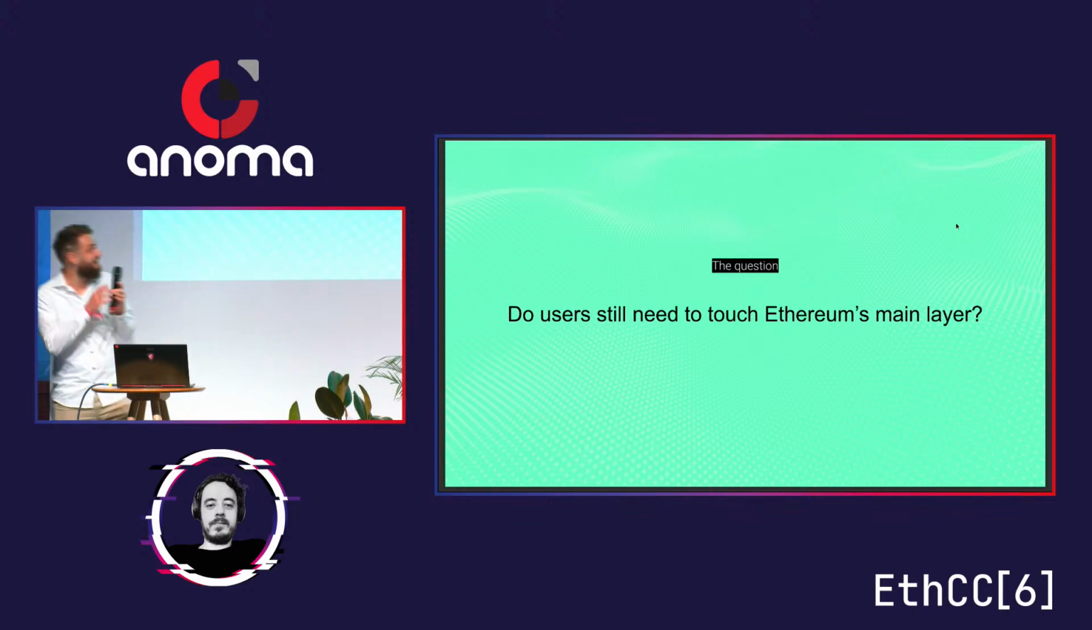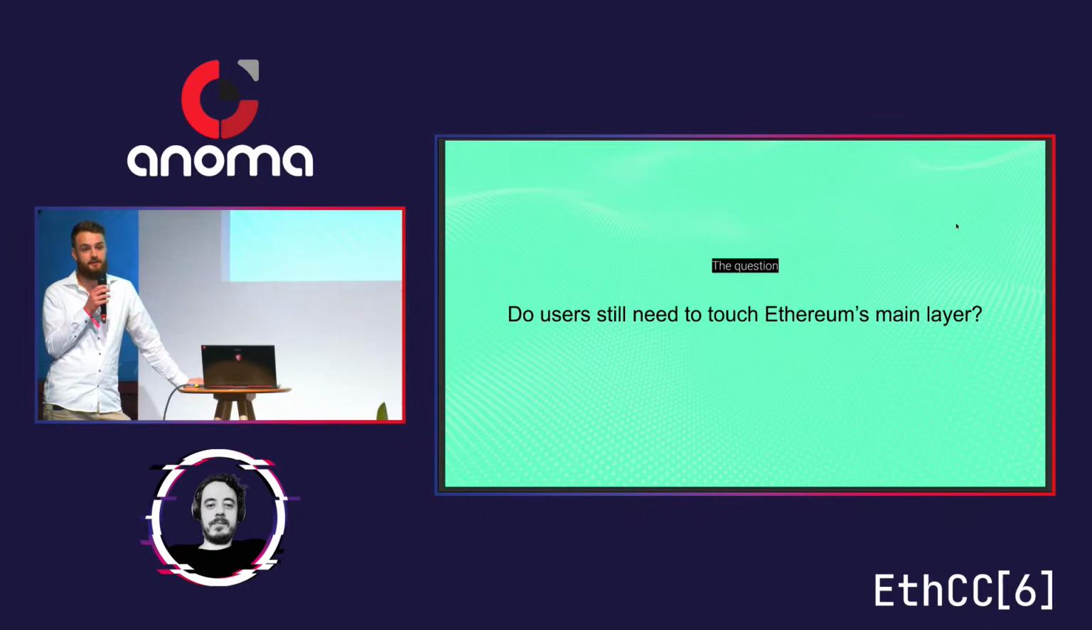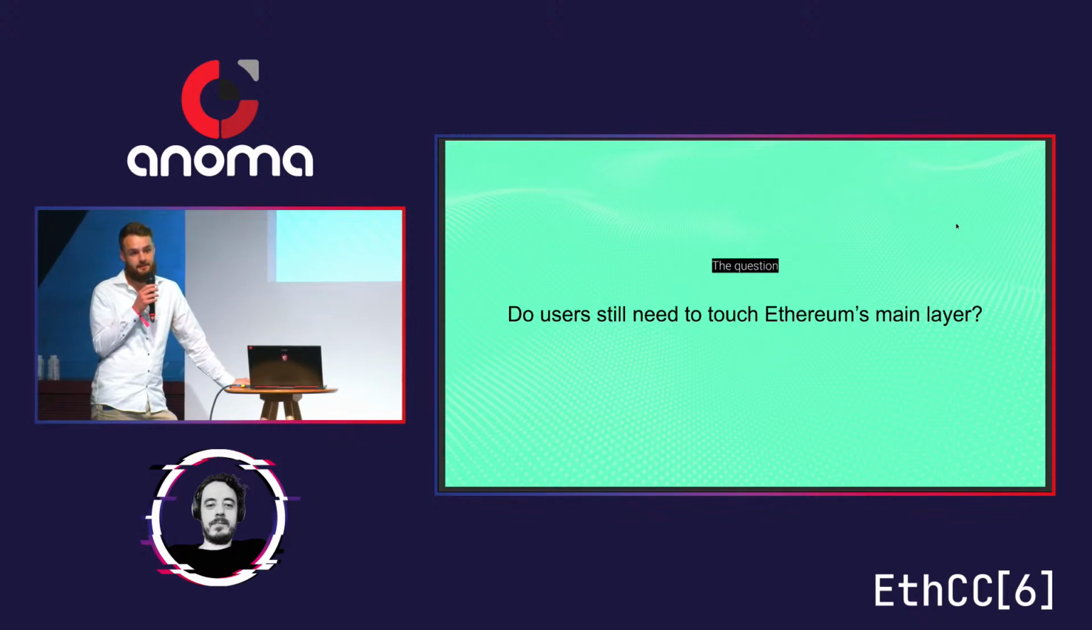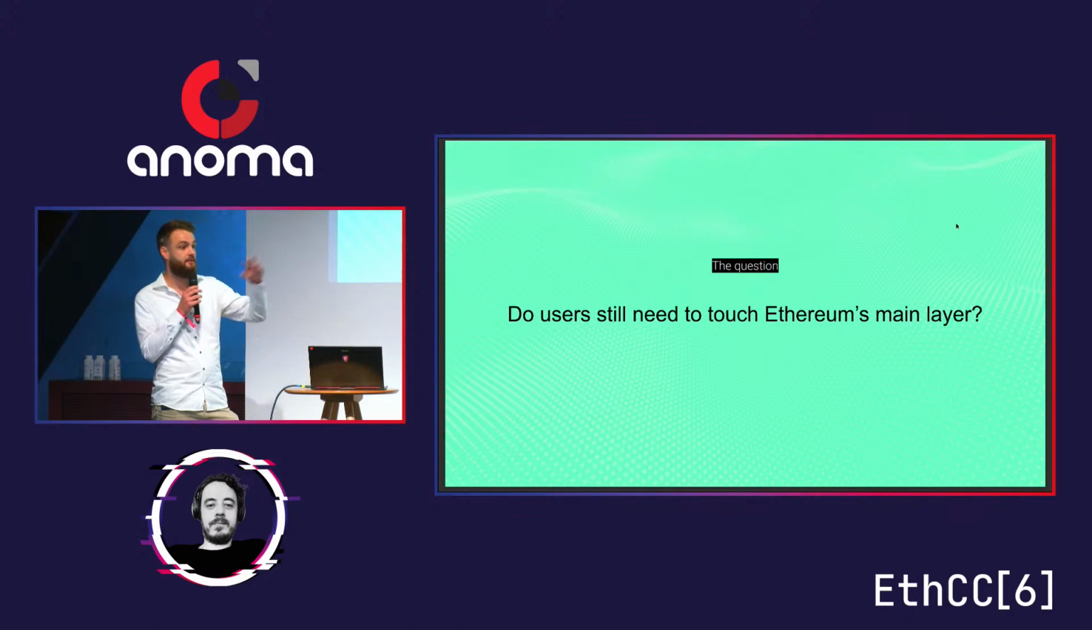But the question is this: do users still need to touch Ethereum's main layer, the mainnet, right? Traditionally, we've seen that apps were built there. Now, of course, there's more transaction volume on layer 2s than on the actual mainnet, and that's because it's cheaper, faster, right?